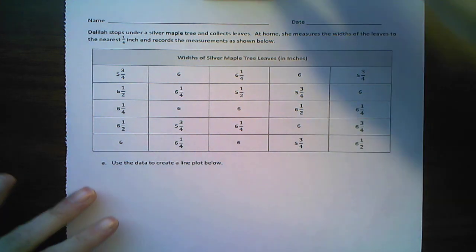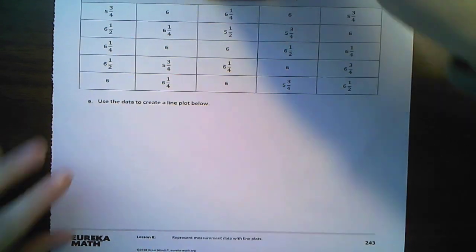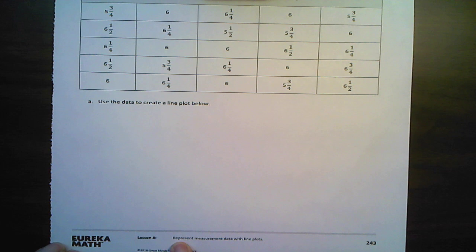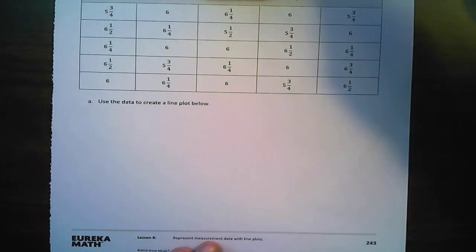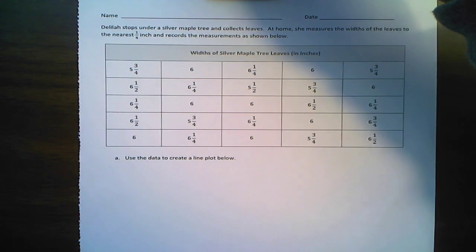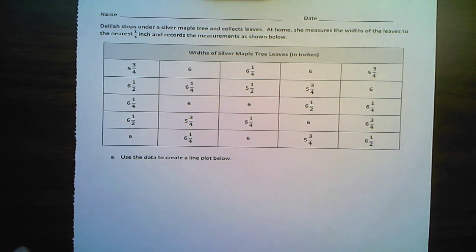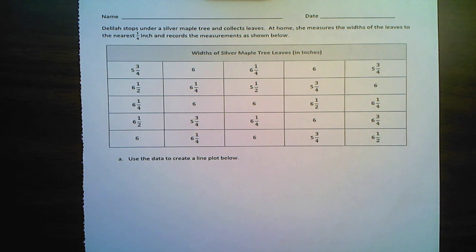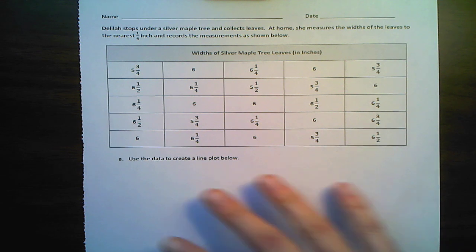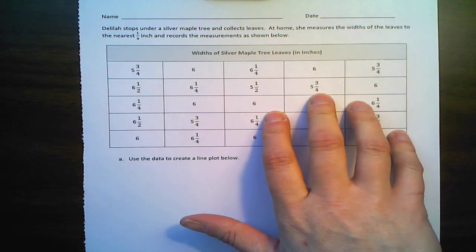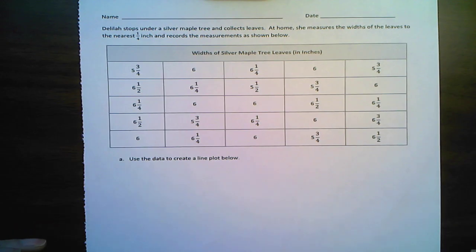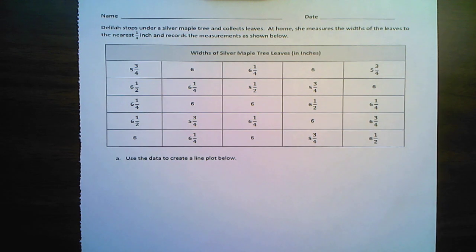Okay, let's start by reading the bottom as we do. We are going to represent measurement data with line plots. Yes, we are. Okay, let's read what's going on. This looks very similar to what we did yesterday. Yesterday we had bean plant heights. We had all of these bean plant heights, and then we plotted it. Today, we're going to do something very similar, but we have to create everything by ourselves. Ooh la la. We can do it.